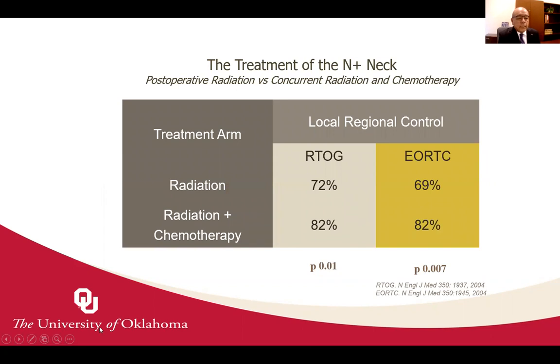It is very well known now, since these two studies were done years ago by the RTOG and the EORTC, comparing postoperative radiation with postoperative radiation and chemotherapy, that postoperative radiation and chemotherapy yield better locoregional control than radiation alone. And this was particularly the case when there was extracapsular spread and in the presence of positive margins.